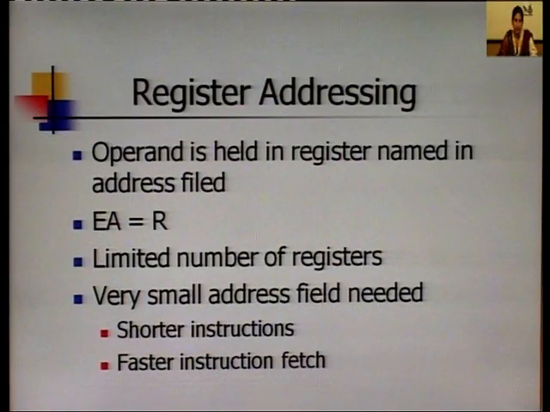This is register addressing. The operand is held in the register named in the address field. Effective address is equal to the register. In this we have a register and we store the operand in that register. A limited number of registers are used. A very small address field is needed, because the address field requires only the address of the register. A very small address field means shorter instructions, which means it takes less memory space and allows faster instruction fetch, because if the size of the instruction is short, then it can be fetched fast.